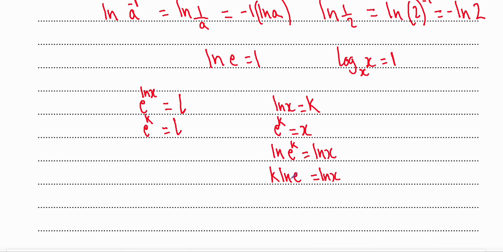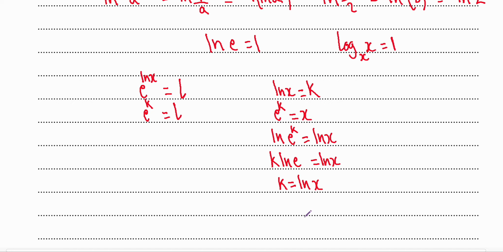Well, what's ln of e? That's just 1, right? We saw that ln of e is equal to 1 right here. That means k is equal to ln x. Okay, now what do we do from here? So we have e to the power k is equal to L, e to the power ln x is equal to L. K is equal to ln x.